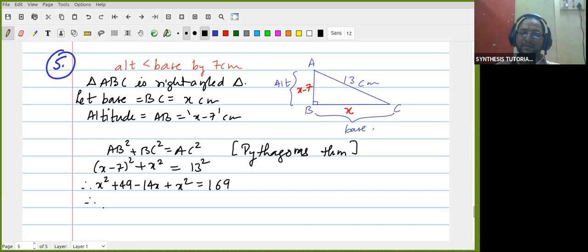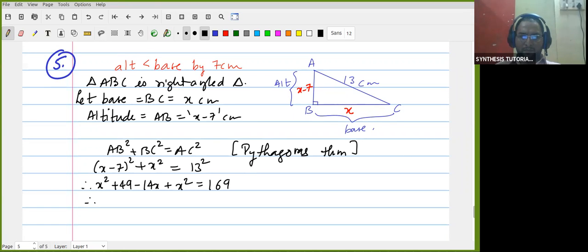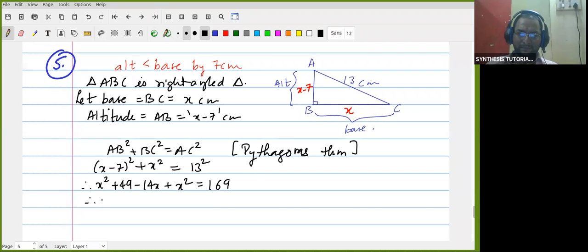You agree with this? Yes, sir. How much? 2x square? x square plus x square will be 2x square. Yes. Minus 14x. And this will be how much? Plus 49 minus 169. Yes or no?